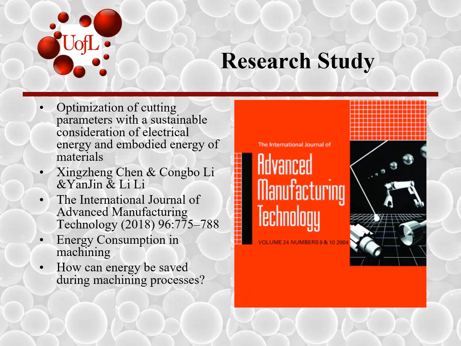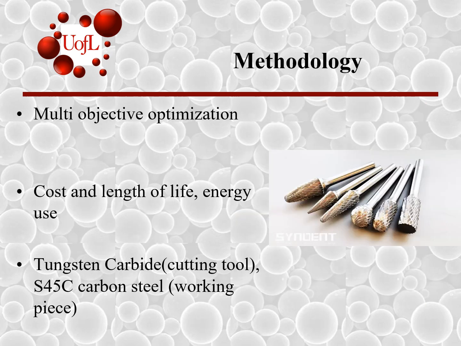The main topic was energy consumption in machining, and the main question was how can energy be saved during the machining process? So it used multi-objective optimization to look into all the different factors that go into machining or milling a part. It looked into the cost, length of life, and energy use. The materials used were tungsten carbide for the cutting tool and S45C carbon steel for the working piece.